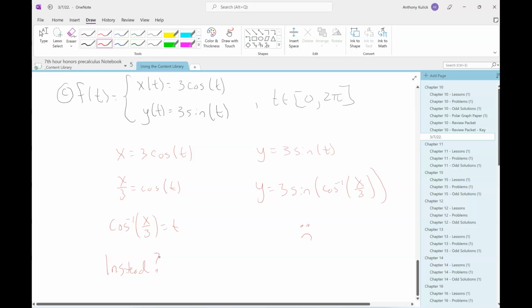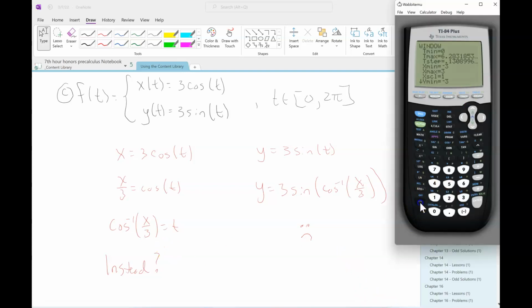I don't like that. Do you like that? I got a nested cosine inverse inside of a sine function. I couldn't even guess what that was supposed to look like. Instead, I'm just going to look at a picture. In fact, my calculator is almost all the way set up to do this.